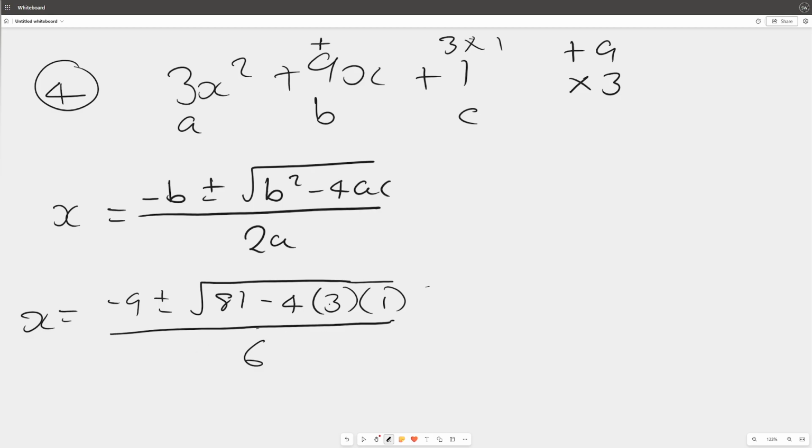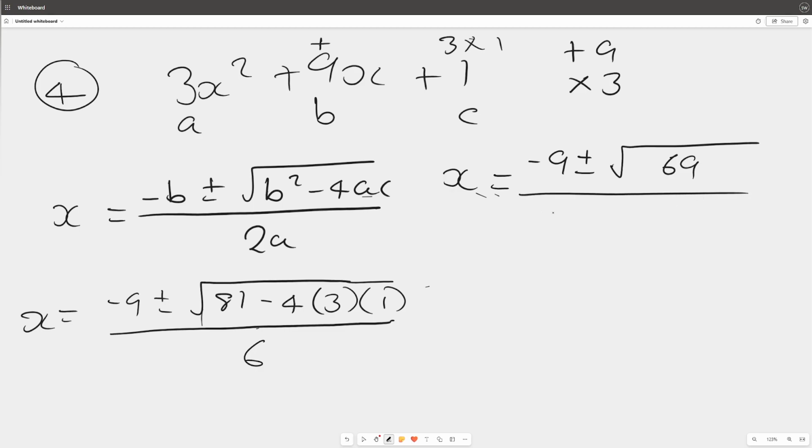Now, we could do this by ourselves, but instead we can get out our calculator and have it calculated for us. I'm going to just keep going with this for the time being. So we have minus 9 plus or minus, and we have a plus or a minus because there will be 2 solutions to this question. And this is the square root of 81 minus 4 times 3 times 1. 3 times 1 is 3, 4 times 3 is 12. So this is 81 minus 12, which is 69. This is all over 6.